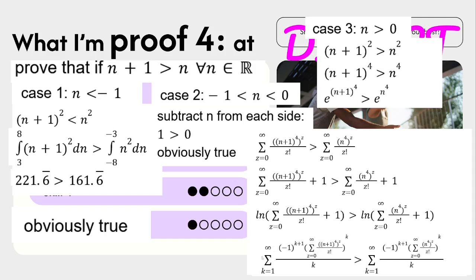So, of course, we're going to have from k equals 1 to infinity, -1 to the k plus 1 of the series from 0 to infinity of (n plus 1) to the 4th to the z over z factorial over k is greater than the infinite series from 1 to infinity of -1 to the k plus 1 times the infinite series from 0 to infinity of n to the 4th to the z over z factorial to the k over k. And so this is the series for natural log plus 1. So this is still true, it looks like.